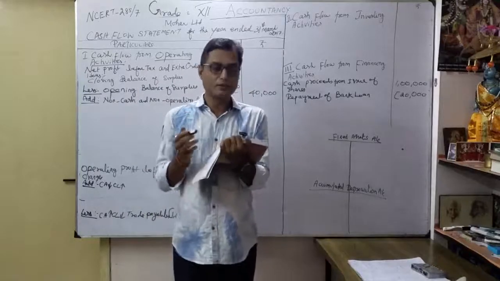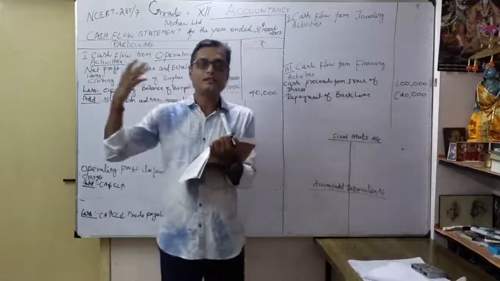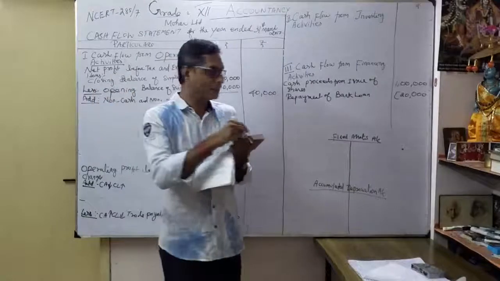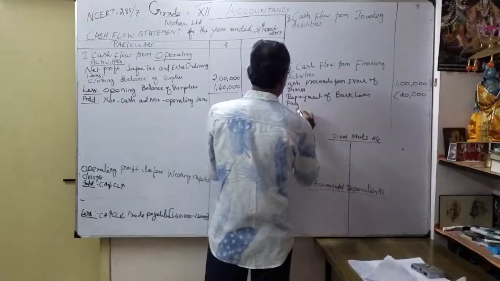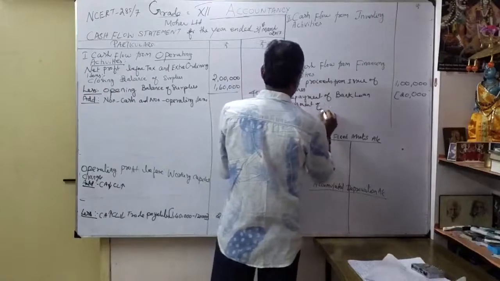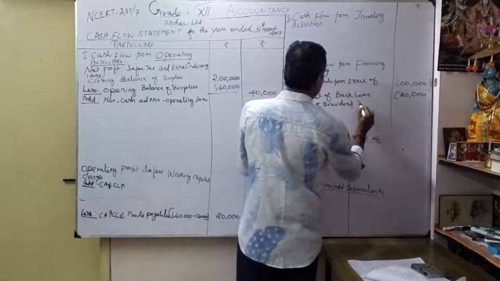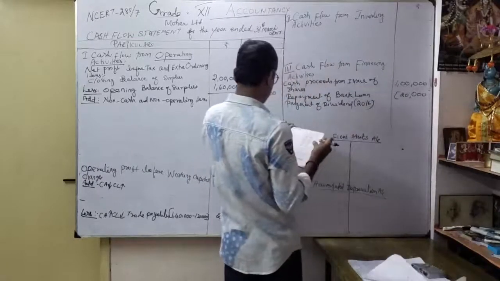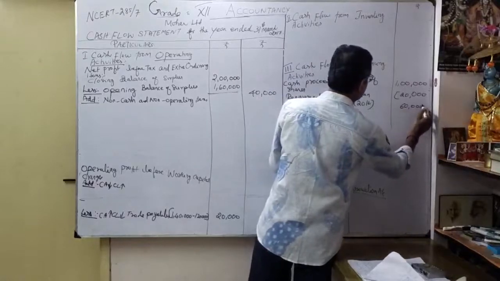What is the proposed dividend for 2016? 60,000. So last year's proposed dividend, we are going to pay that dividend in the current year. Okay. So I am going to write payment of dividend. So last year's I am going to pay now. How much for 2016? They mentioned 60,000. So it is a cash outflow, within the bracket.